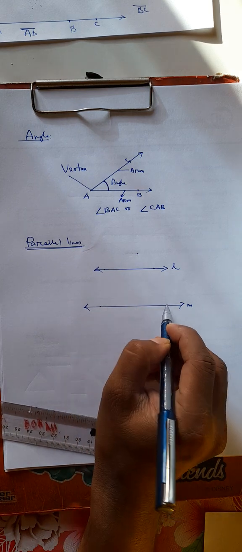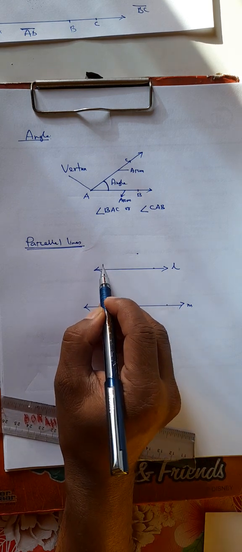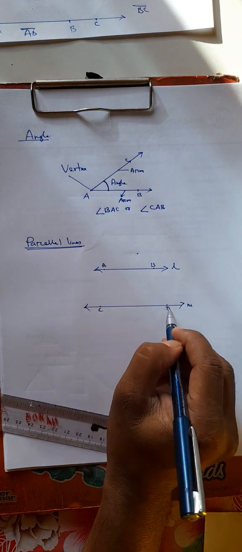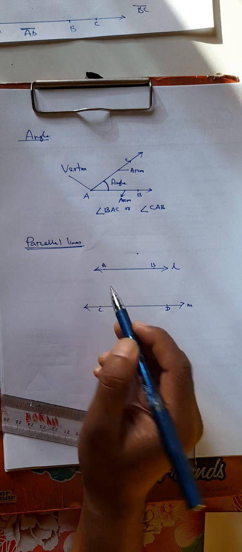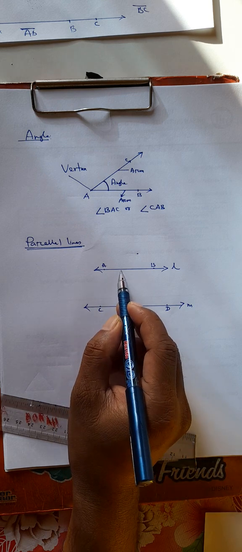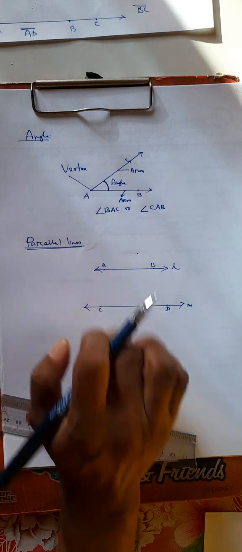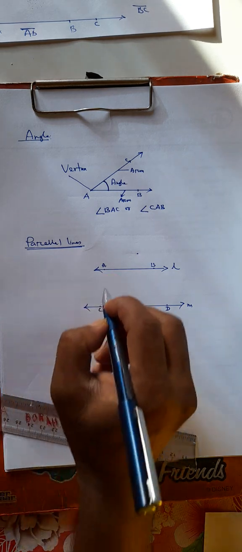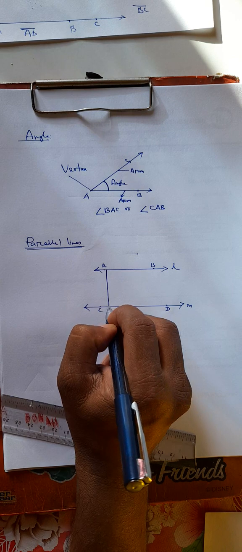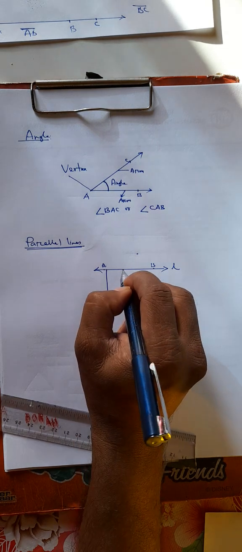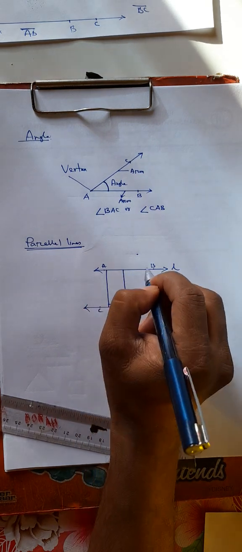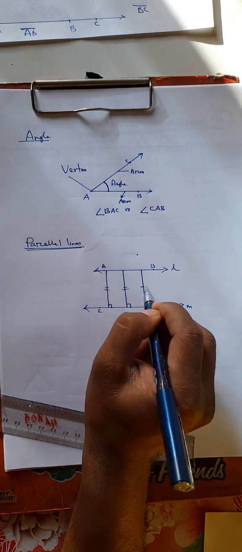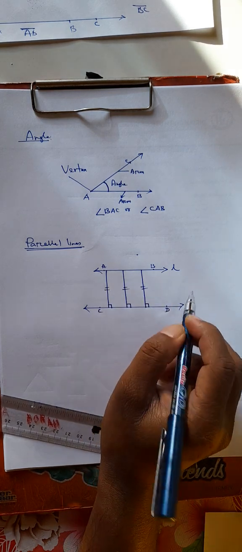Suppose this is A, B, C, D. If you find the perpendicular distance between these two lines, it is the same everywhere. That means if you draw numerous perpendiculars here, you find that all of them are equal. So these lines are called parallel lines.